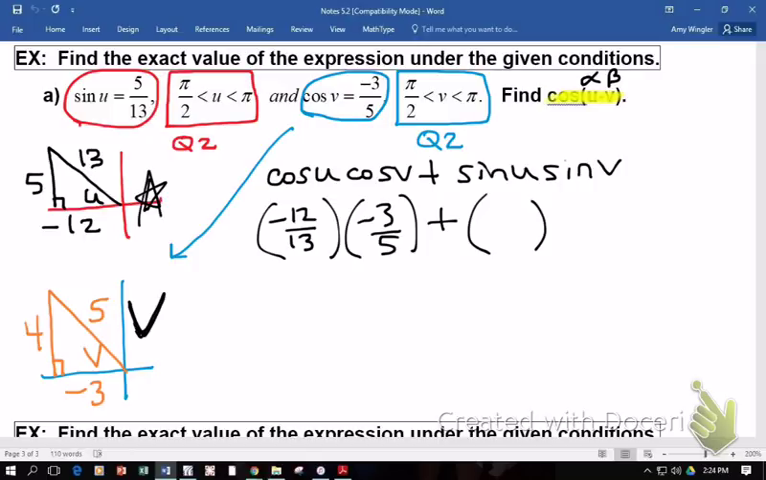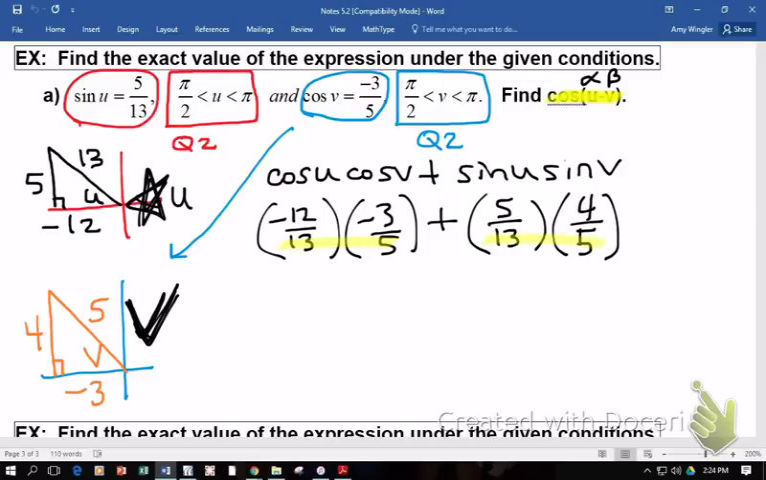Now you got to go back up to your U triangle. This is my U triangle. And sine is opposite over hypotenuse. And back here to your V triangle, and sine is opposite over hypotenuse, which is 5. If you've done this right, your denominators should be the same. So that's something that you always want to check. Now let's multiply these together.